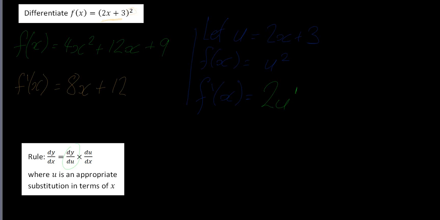When we proceed with the du dx part, so this part over here, we're taking the derivative of u over here with respect to x. So we're going to take the derivative of this expression or this equation that we had at the start. So it's the derivative of 2x plus 3. Well, that's just 2, isn't it?